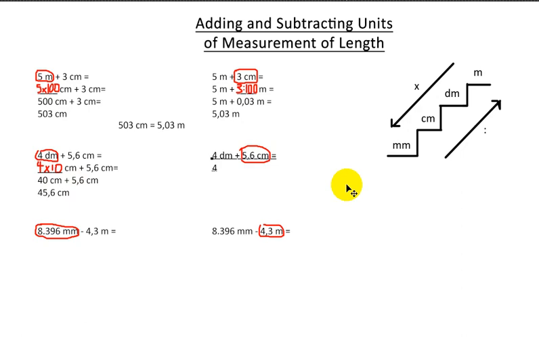We say 4 decimeters plus, because that's outside of the circle, so I rewrite it the same. What do we want to turn this into? Decimeters, the same as this. So what do I need to do to turn this into decimeters? I need to do 5.6, and then to go from centimeters to decimeters, that's one step up. So divided by 100. By 10, sorry.